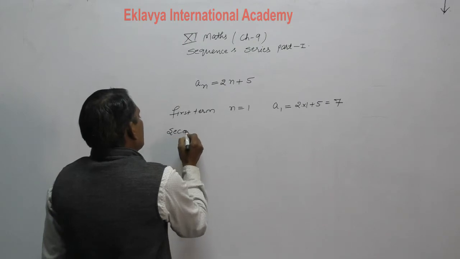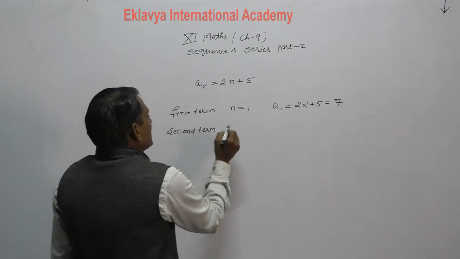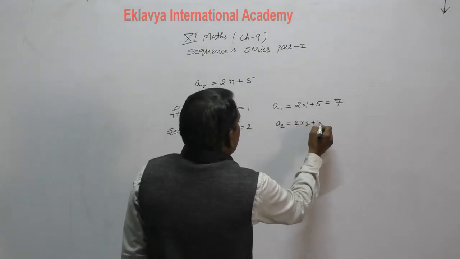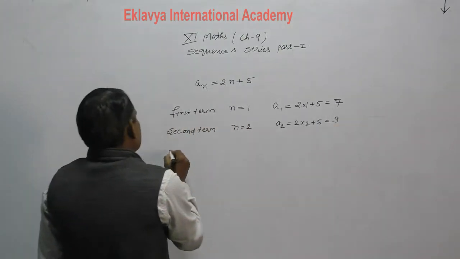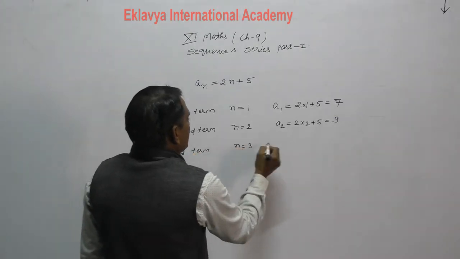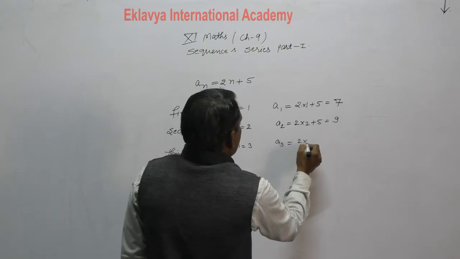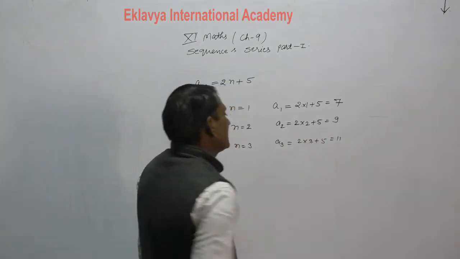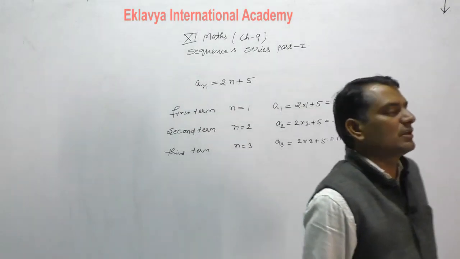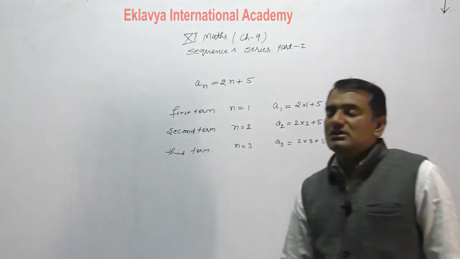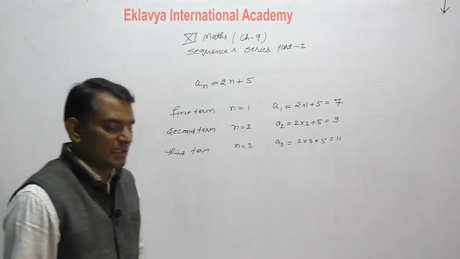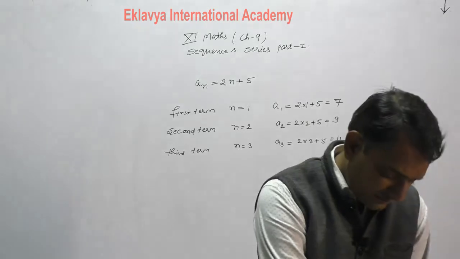Similarly, you can calculate the second term, where n is replaced by 2 and a2 is 2 into 2 plus 5, and the result will be 9. And similarly, you can calculate the third term, when n is 3, this is a3, 2 into 3 plus 5, and the result is 11. So this sequence is given in the question and you can calculate the terms. For the first 3 terms, we place n equal to 1, n equal to 2, and n equal to 3 in the given sequence, and we can calculate the terms, right?